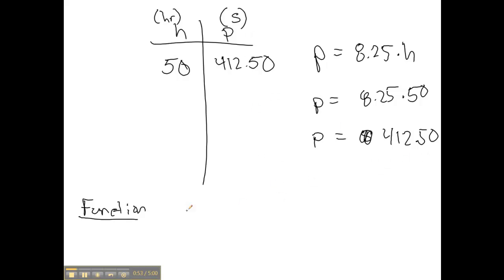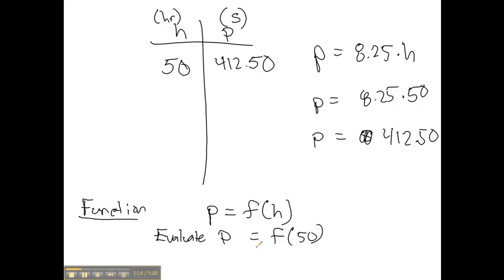Now, how would we write this in function notation? We would say that the pay is a function of the number of hours that you work. We know now that if we wanted to evaluate, remember we're using evaluate to state, given an input, what is the output? If we wanted to evaluate this statement, pay is a function of 50 hours, our answer would be the pay is $412.50, and that is a function of working 50 hours.